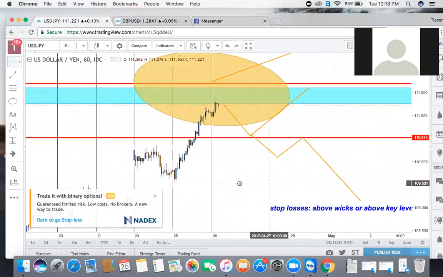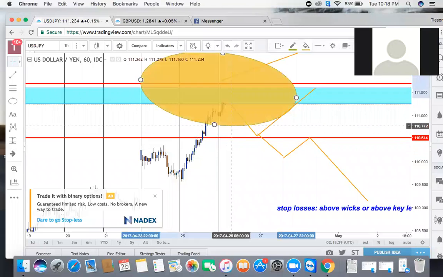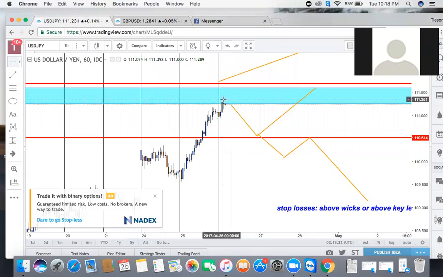All right. So I like that this wick is right here. Let me delete this real quick. I like that I have this wick above this zone, or in this zone, because this shows that price is being rejected at this zone.